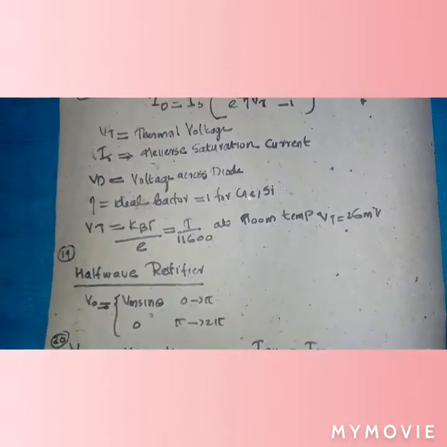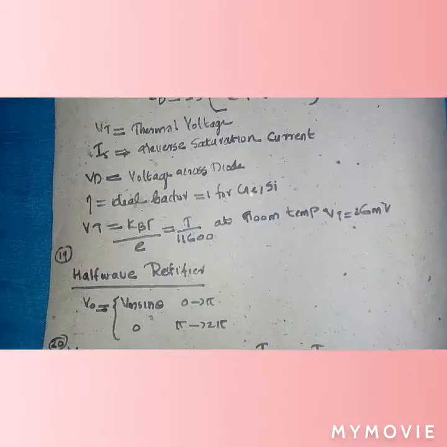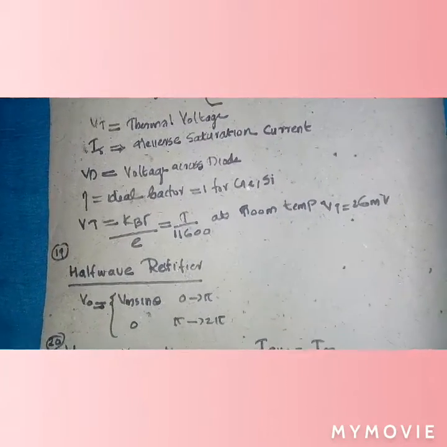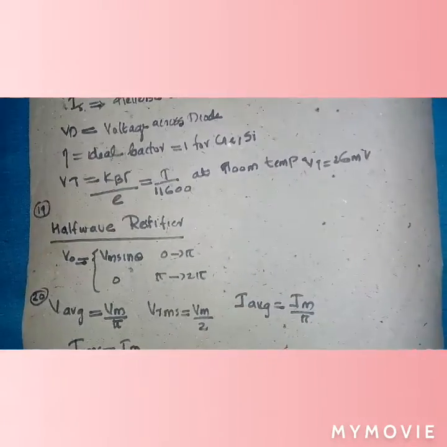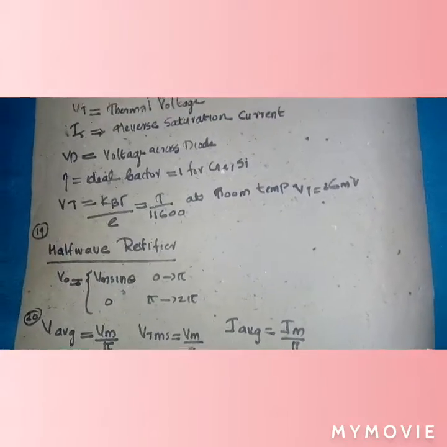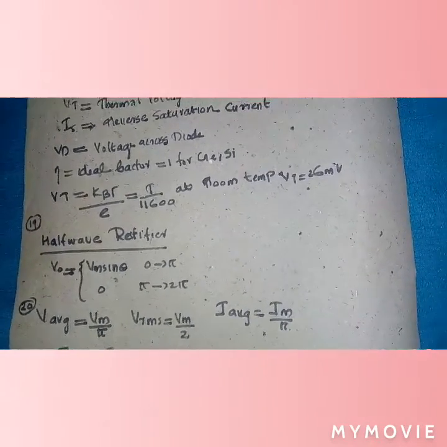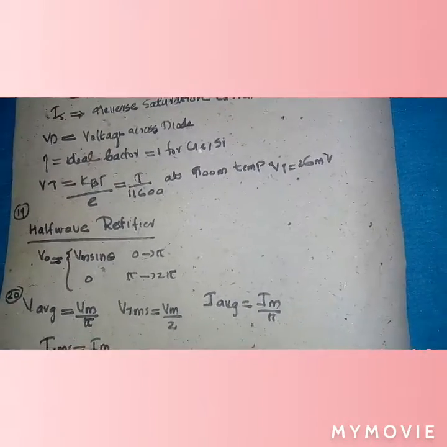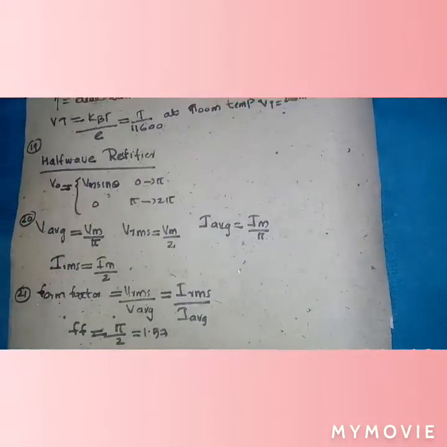For a half wave rectifier, we know that V0 is equal to Vm sin theta from 0 to pi, and 0 for pi to 2 pi. V average of half wave rectifier is Vm by pi. Vrms is equal to Vm by 2. I average is equal to Im by pi. Irms is equal to Im by 2.